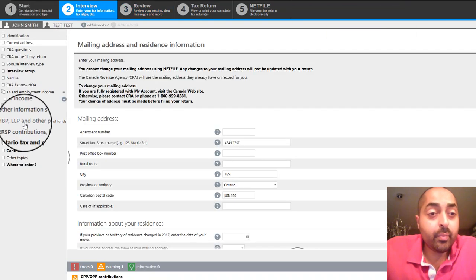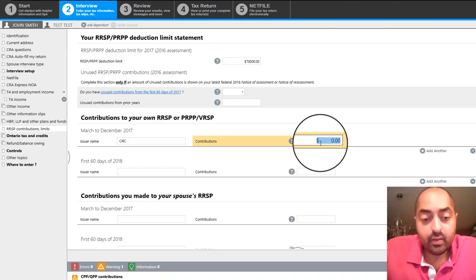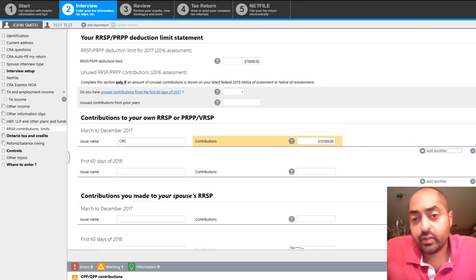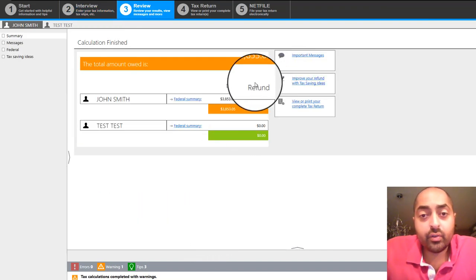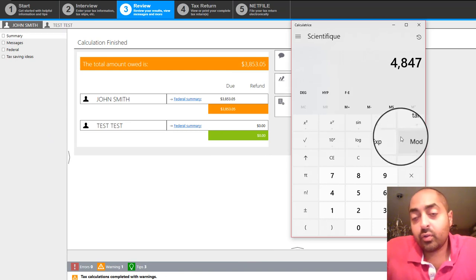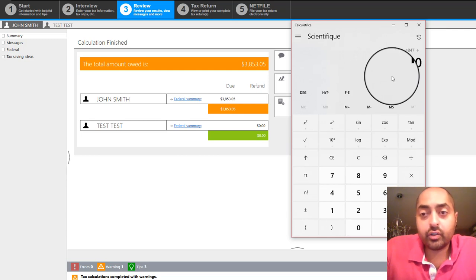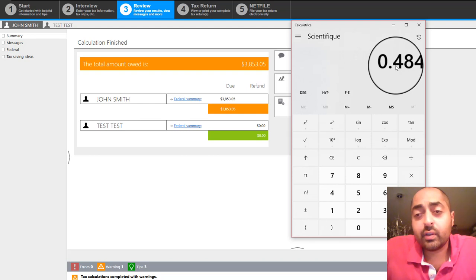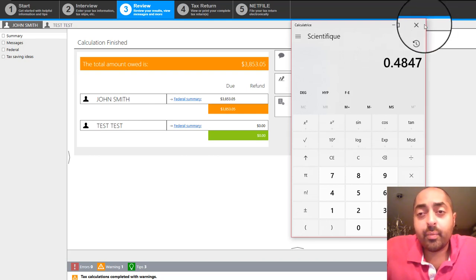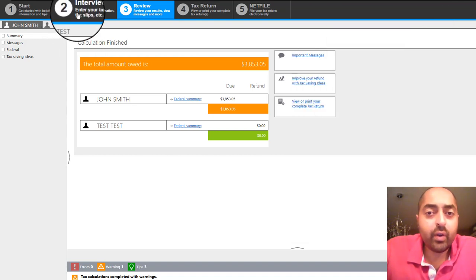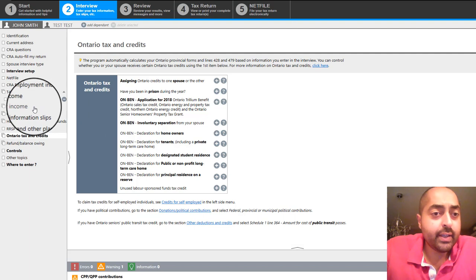Now let's give him an RSP contribution. Let's start off with 10,000. So now he's down to 3,853. So he got a 48% return on his 10,000 by contributing 10,000 to his RSP. But remember, it includes the 2,100 from his wife because she had no income to report. So basically his wife is giving him an extra 2,100 in savings.